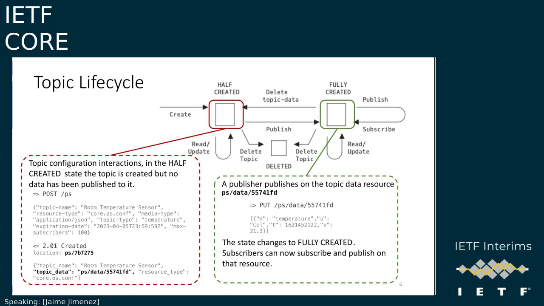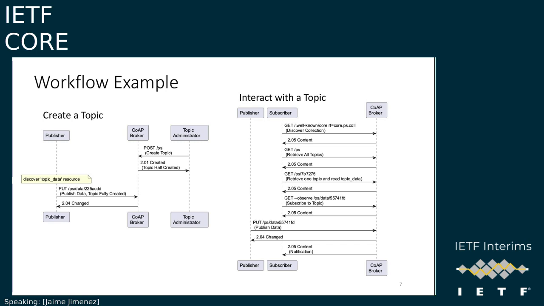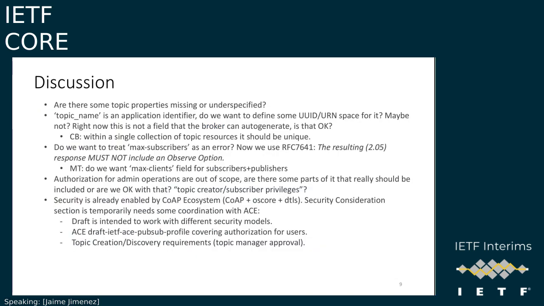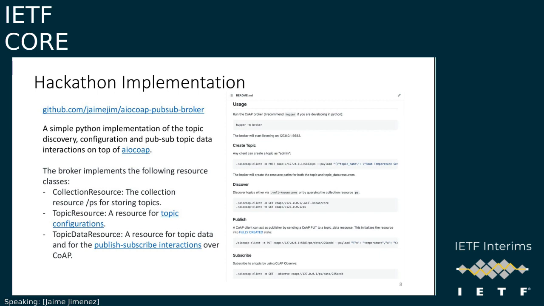And then when a publisher finally publishes something on that particular resource, subscribers can then start receiving notifications, can subscribe. And the topic changes to fully created. Similarly, if you delete the topic data, you go back to half created state. And the topic is only fully deleted when you delete the topic itself, the topic configuration itself. Anyway, let's not go into the workflow because I think this is still known already from the last part. As I said in the previous IETF, I did a quick implementation using IO CoAP as base, and it was relatively easy to do.